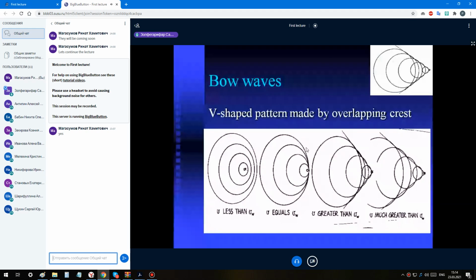This slide shows the whole pattern made by overlapping crests and shows the velocity less than the velocity of water. The second one shows the velocity equals the velocity of water, the third one shows the velocity greater than the velocity of water, and the fourth one shows the velocity much greater than the velocity of water.